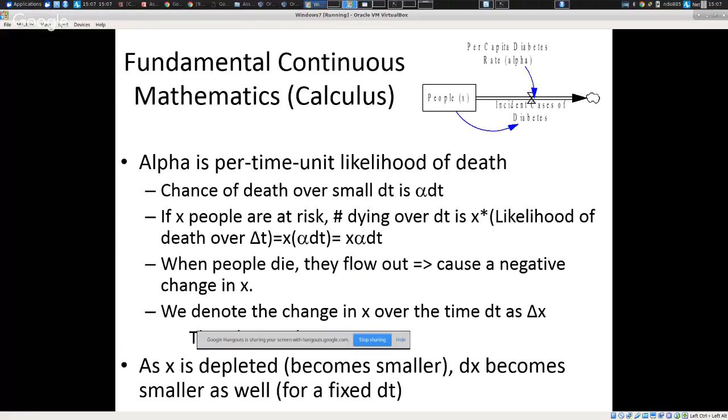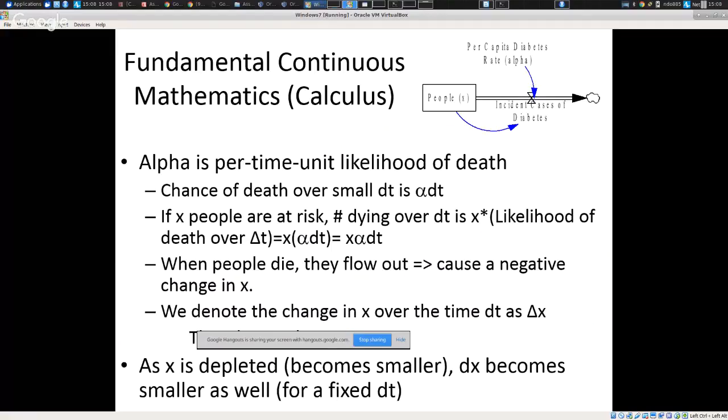Does that make sense? If there's a chance per year of alpha of someone dying, and we have a value of the stock of X, then the number of people dying per year is X times alpha. So you have a 1% chance of dying out of 1,000 people.